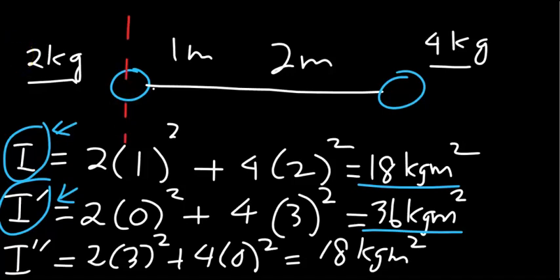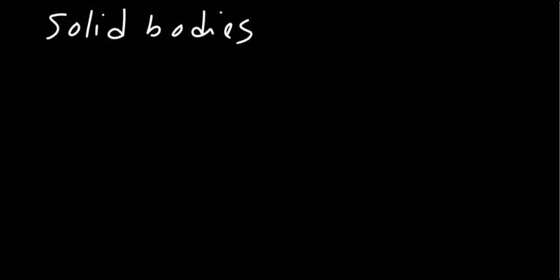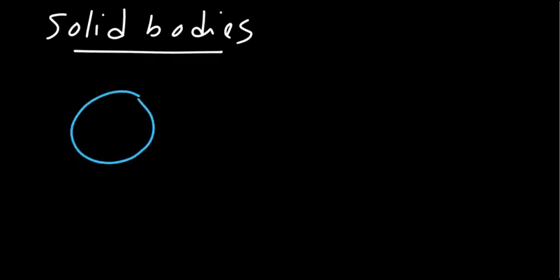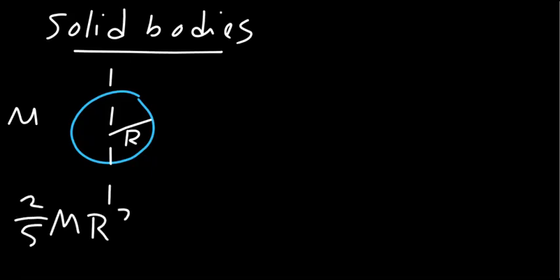What we have shown so far is the calculation of moment of inertia for point objects, namely an object occupying a specific point in space. What about if you have solid bodies? We shall just give the results here. If you have, let's say, a solid sphere with mass m and a radius r, the moment of inertia about an axis passing through the middle of that solid sphere is 2 over 5 times that mass times the square of the radius.